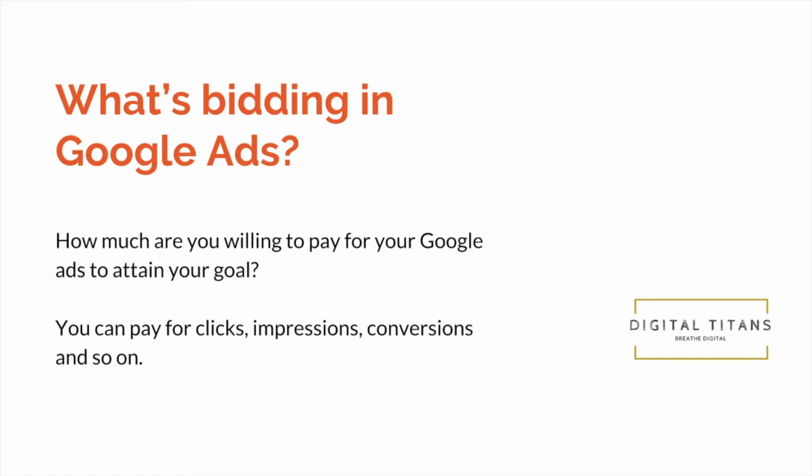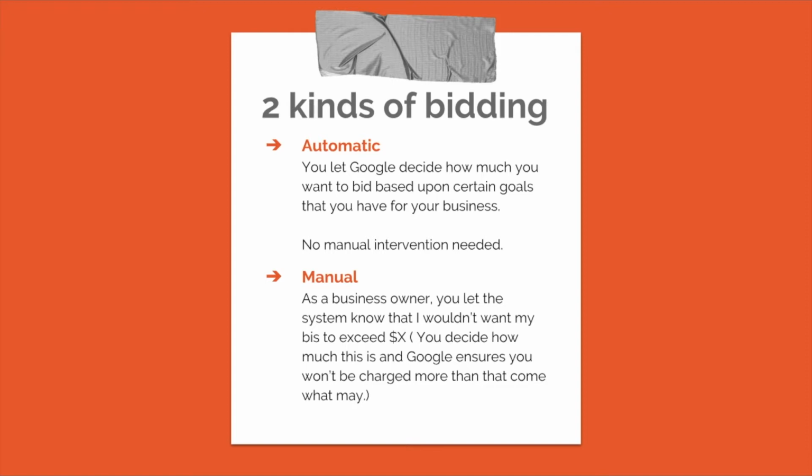Now, there are two levels of Google bidding that one needs to understand. The top level is the broad classification of bidding, and there are two types: automatic and manual. Automatic means that you let Google decide how much is suitable for your desired goal, and Google goes ahead and optimizes your bids, or bids exactly what is required to attain your business goals.